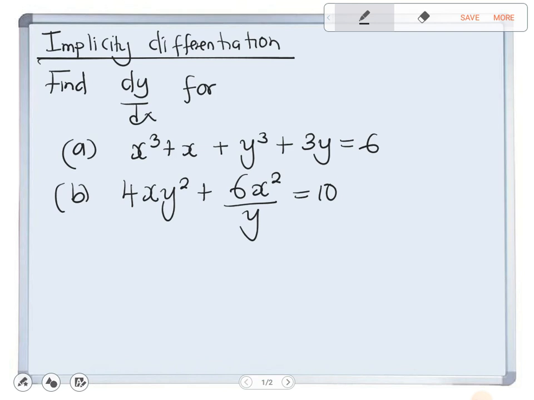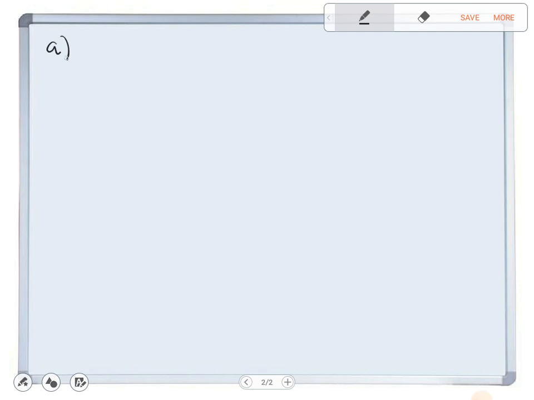To differentiate a function implicitly, we need to take into consideration both x and y. That's what it means, so I'll show you. Because we are differentiating with respect to x, here is where the trick comes in. For a, we have x to the power 3 plus x, plus y to the power 3 plus 3y is equal to 6.